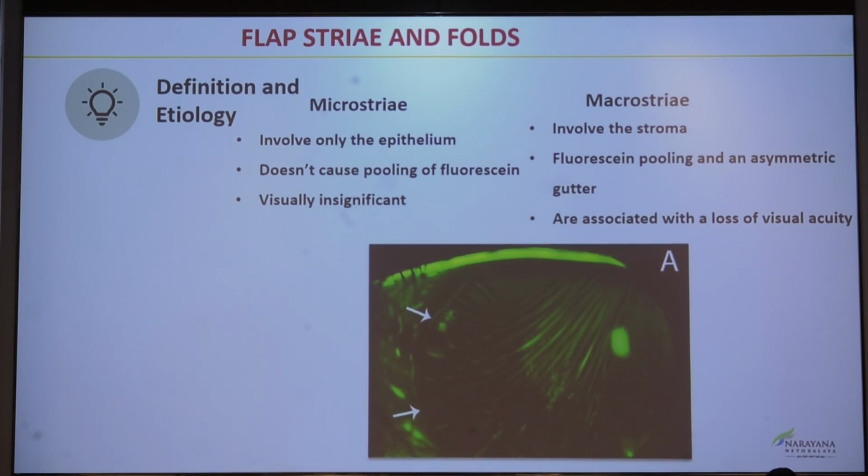Here I'm trying to show you how to differentiate microstriae and macrostriae. This differentiation is important because microstriae are usually visually insignificant. When I say visually insignificant, I'm talking about the BCVA, but they may have other visual aberrations like halos. Macrostriae are the ones which are going to reduce the patient's BCVA, UDVA. So the differentiation is that macrostriae involve the stroma, and clinically, based on the fluorescein pooling, you can differentiate them.